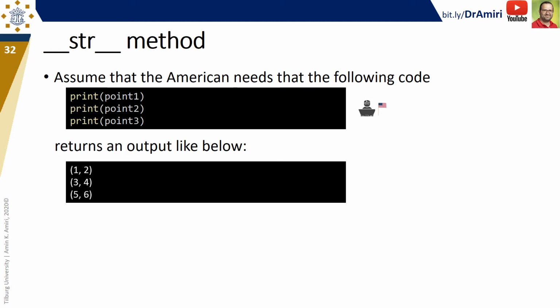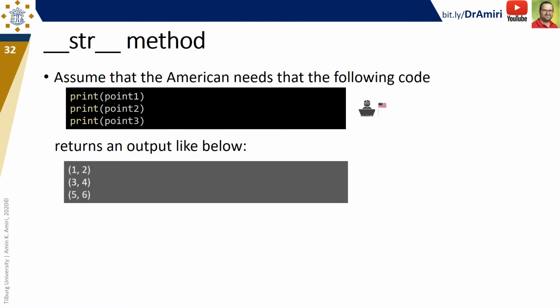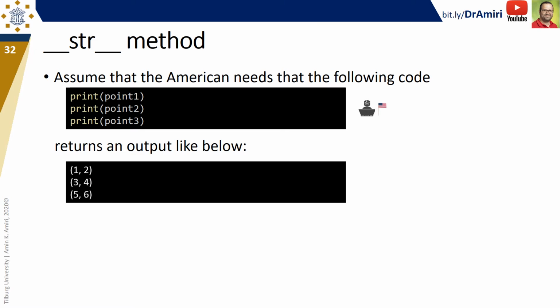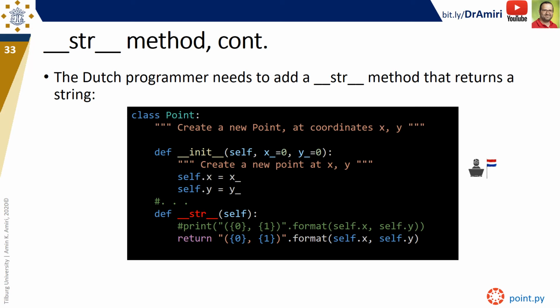So assume that you have received a request from the American front-end programmer that the American wants an instance of a Point to be printed in the format of two parentheses, the x and y separated by a comma. As the Dutch programmer, the backend programmer, you need to add the method dunder_str to the class Point.